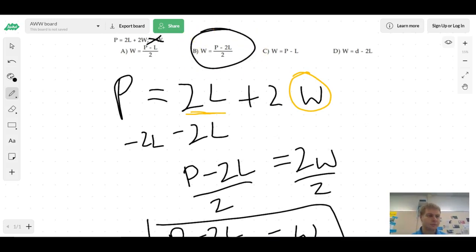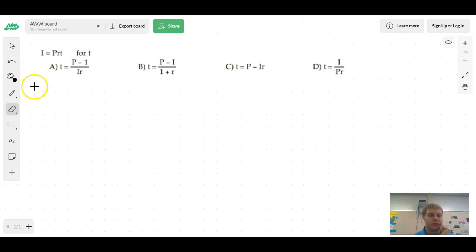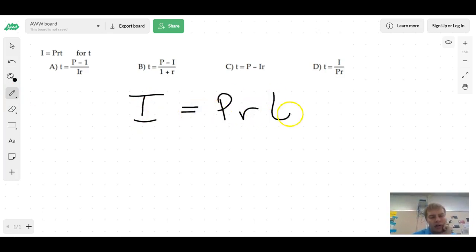Let's try the next one. For this one, we're going to solve for t. So I equals PRT. And again, they want us to solve for t, so we want to get t by itself. Well, now I'm looking and I see, oh, p and r are timesing t.